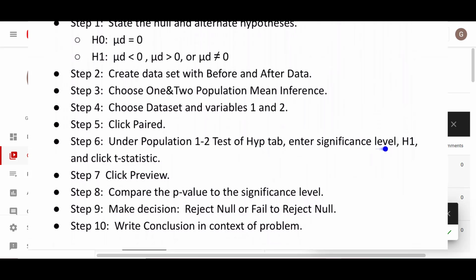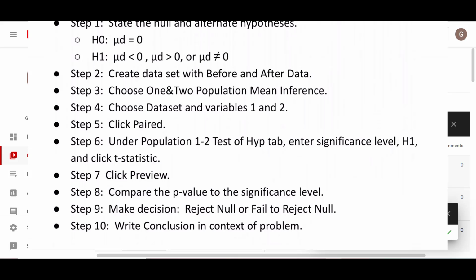You're going to enter the significance level, your H1, and your test statistic preview. If you would like to do a confidence interval, you can click the confidence interval tab and include that as well. And then, as always, compare the p-value to significance level, reject or fail to reject the null, write the conclusion in context of each one. And there you have it.